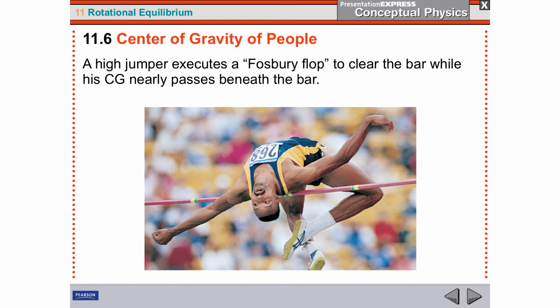I think this is the classic example of a center of gravity in a person, and that is the high jumper. It's called the Fosbury flop, and if you were to arrange yourself in any other configuration, you are not going to go as high. The center of gravity is actually under the bar, and in any other configuration you would knock the bar down and not get to go as high. But if you can configure your body so that your center of gravity is actually outside your body, below the bar, then you can pass over the bar, and that's what this is called, named after the fellow who first did it.